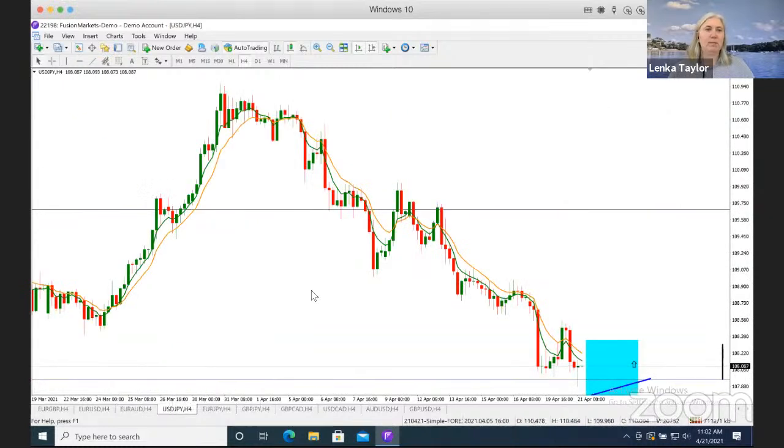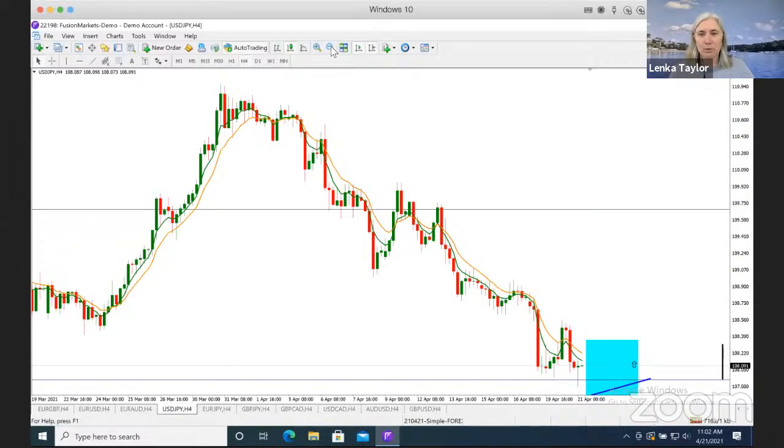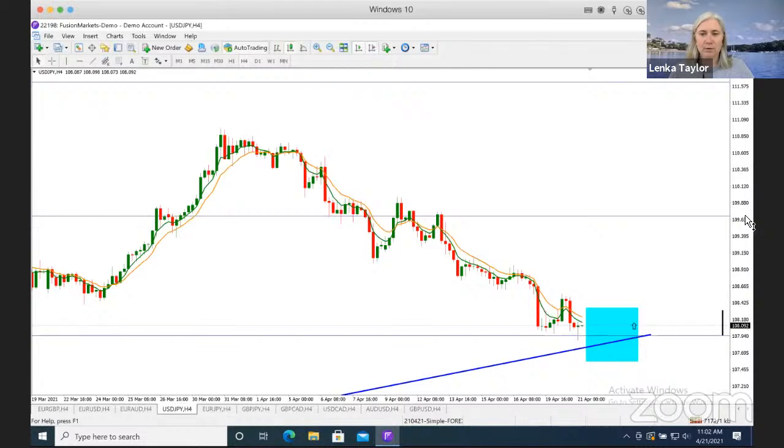Next currency pair I'm looking at is USD JPY. So on this one, I'm looking for a long. I'm looking for a reversal around that trend line and also the horizontal line. So on H4, looking for a reversal in that area.